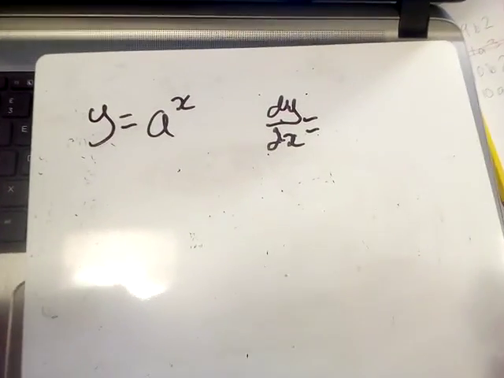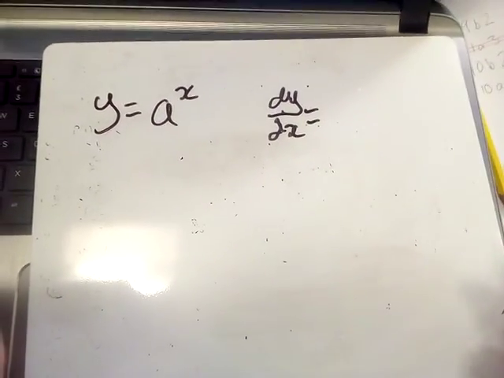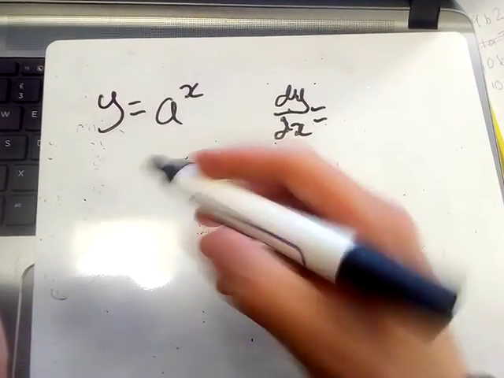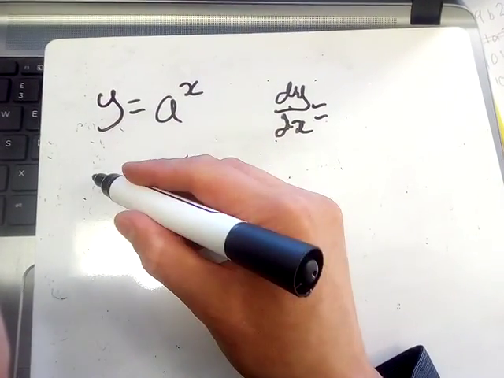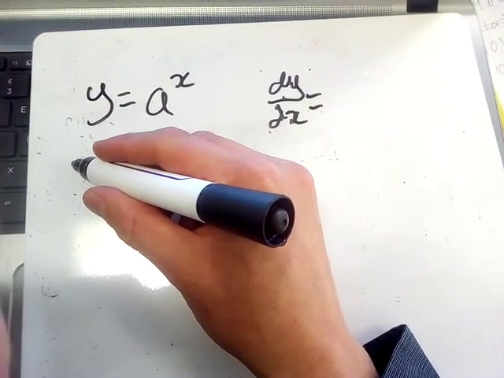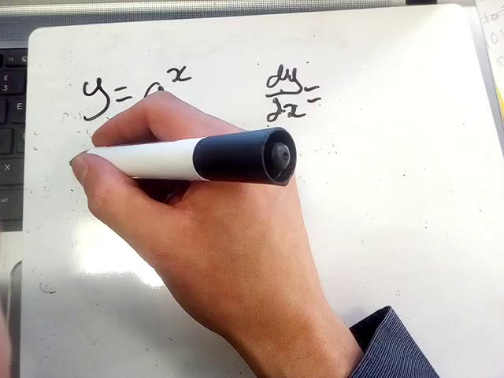Okay, we're going to look now at how to differentiate y equals a to the x. We've already met how to differentiate e to the x, and so how do we deal with differentiating y equals a to the x? Well, the first thing we're going to need to do is change the form a little bit and mess around with it.